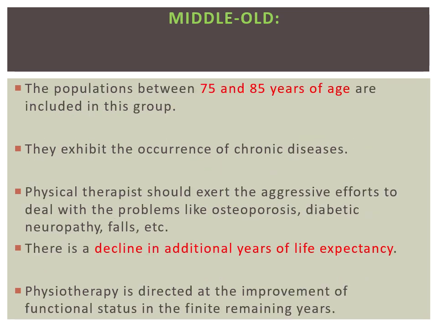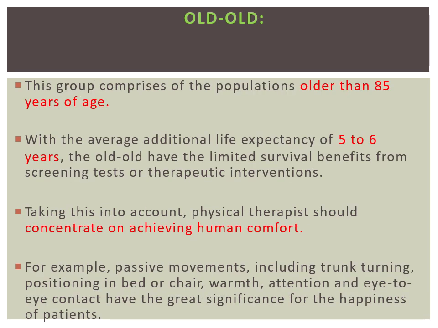The next is middle old. The middle old population is between 75 and 85 years of age. They exhibit the occurrence of chronic diseases, and physical therapists should exert aggressive effort to deal with problems like osteoporosis, diabetic neuropathy, falls, etc. There is also a decline in the additional years of life expectancy. And in this middle old age, physiotherapy is directed at the improvement of functional status in the finite remaining years.